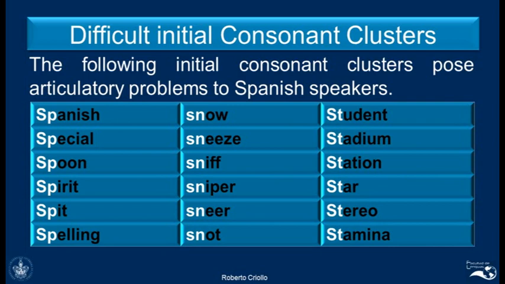First of all, we have the cluster sp, as in Spanish, special, spoon, spirit, spit, and spelling. And then the cluster sn, such as in snow, sneeze, sniff, sniper, sneer, and snot. And finally, the cluster st, where we have student, stadium, station, star, stereo, and stamina.